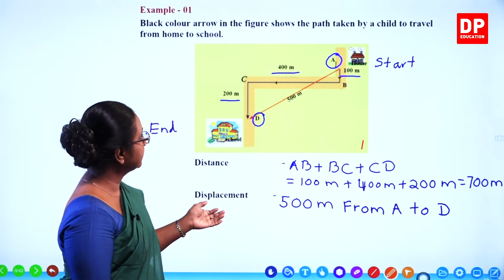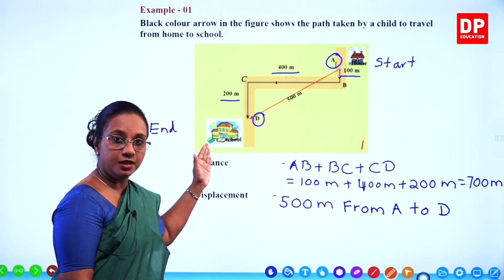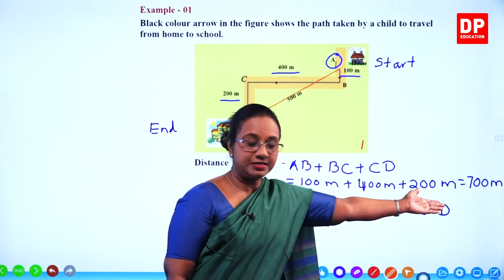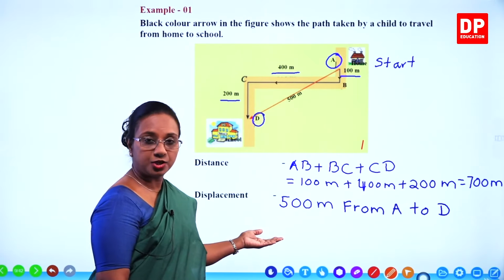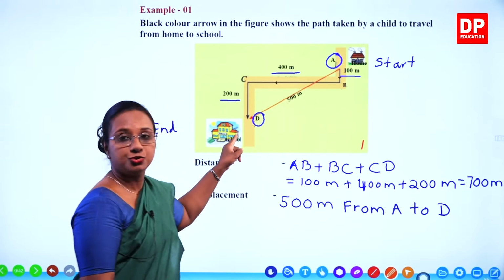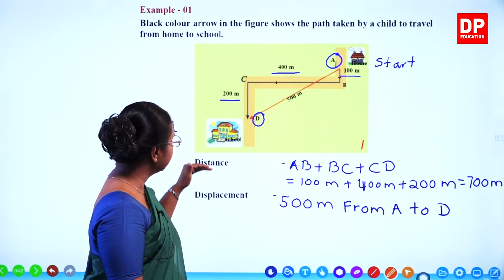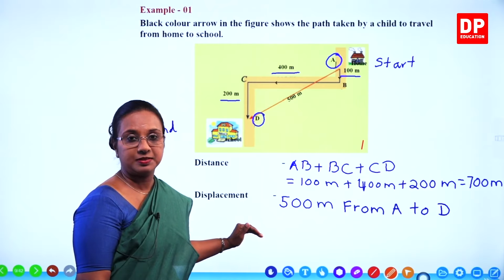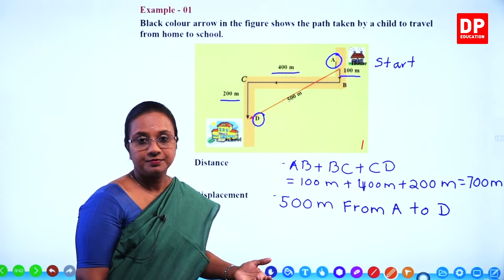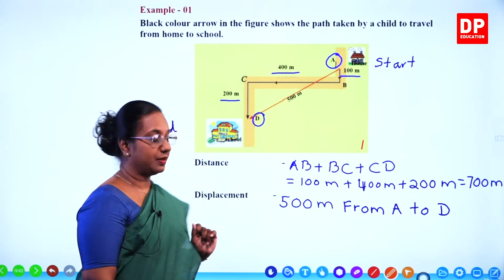So as you all can see, the child started from home and went to school. The distance traversed by the child is 700 meters, but the displacement of the child is 500 meters from A to D. So there is a difference between the distance and the displacement, although the motion was the same. Okay, we will look at the next example.